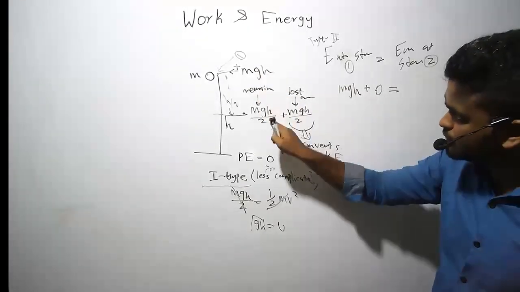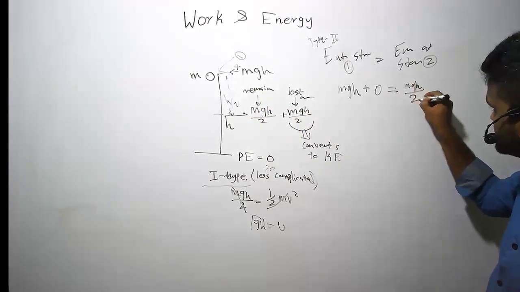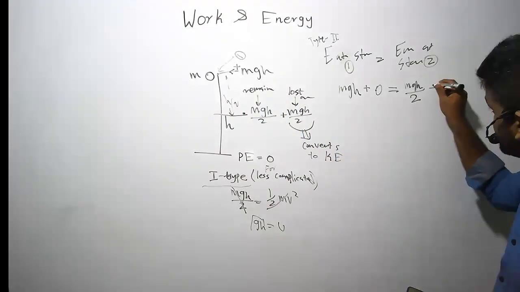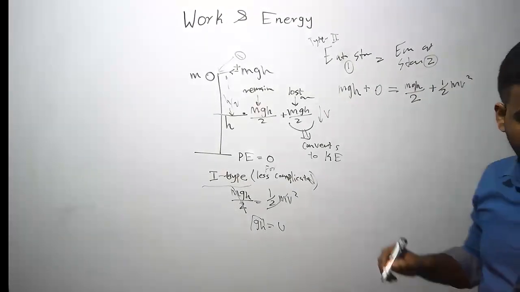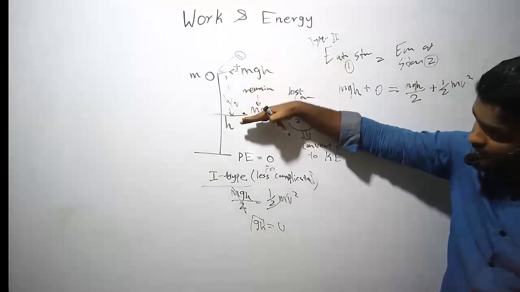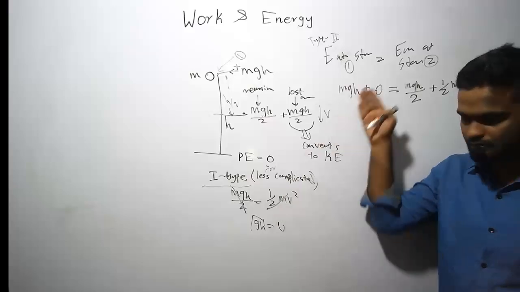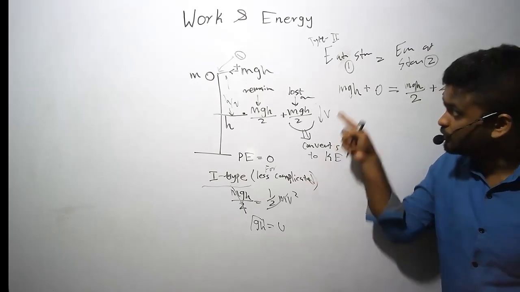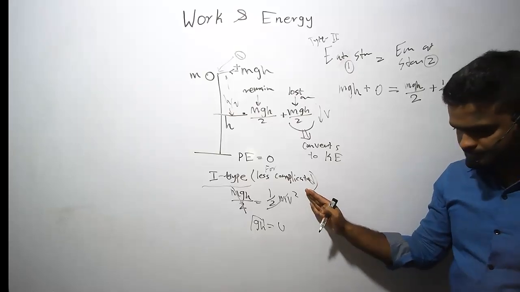Then what is state 2? Here the remaining energy is mgh over 2. Half is lost, but this amount of potential energy is remaining. Then kinetic energy. The velocity I took as v here, half mv squared. So this is the other type. This is used for complicated questions, right? Energy here is equal to energy here. You can use either of these two types. You will get the same answer, but you can apply this method to any question. The other type is only for simple questions.